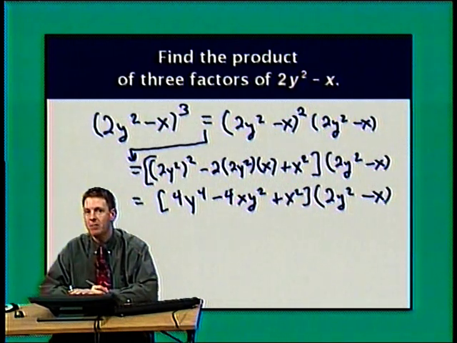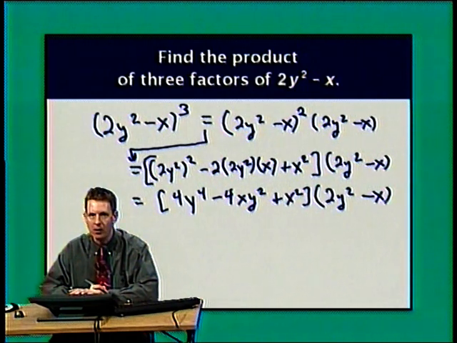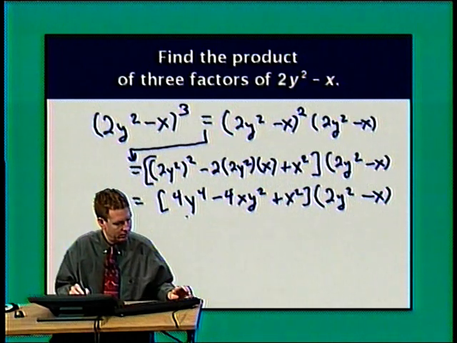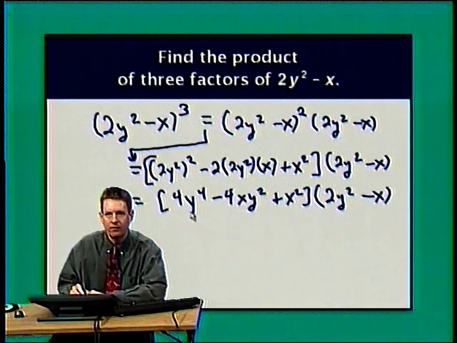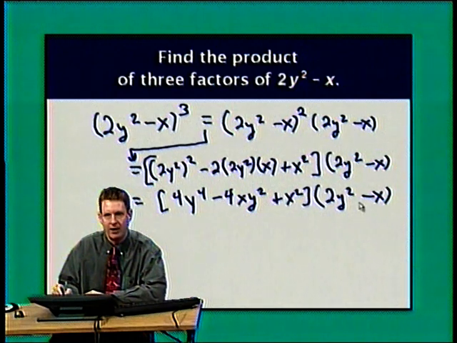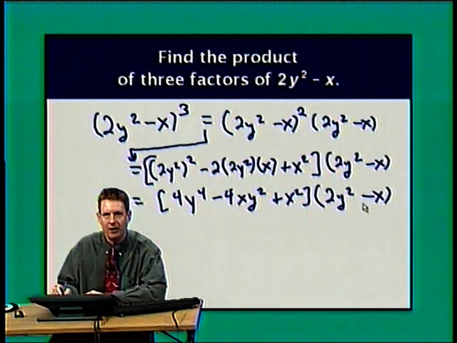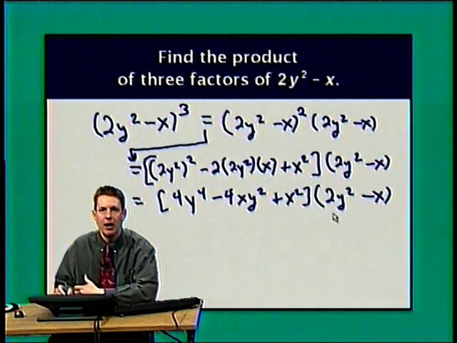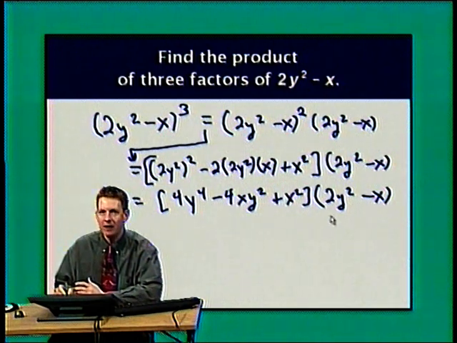Now, do you remember how you multiply trinomials and binomials? What you have to make sure you do is multiply every term in the trinomial with every term in the binomial. Now, one way you could do this is you could distribute the 4y to the 4th over the two terms in the binomial, the minus 4xy squared over the two terms in the binomial, and the plus x squared over the two terms in the binomial. And if you choose to do it that way, as long as you do it correctly, that's great.